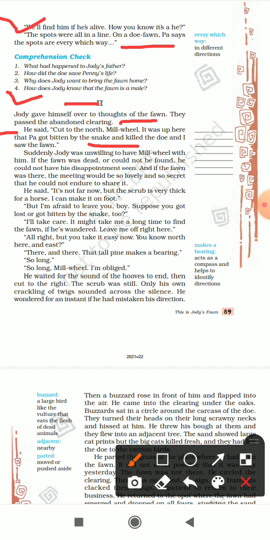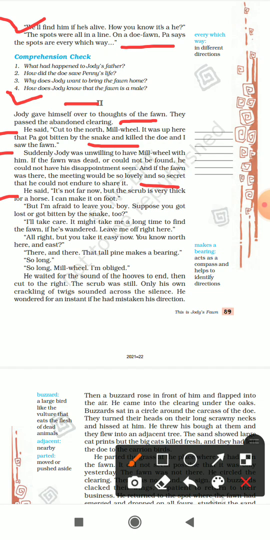Suddenly Jody was unwilling to have Millville with him. If the fawn was dead or could not be found, he could not have his disappointment seen, and if the fawn was there, the meeting would be so lovely and so secret that he could not endure to share it. And suddenly what happened to Jody? He was thinking that Millville should not be with him for two reasons. If he could not find the fawn, he did not want his disappointment to be seen by any other person. And the second reason was that if the fawn was alive, he wanted to keep that meeting so secret that he did not want to share it with Millville.